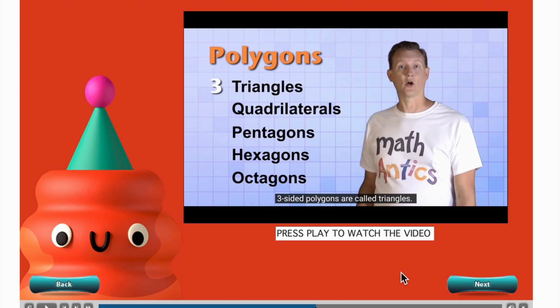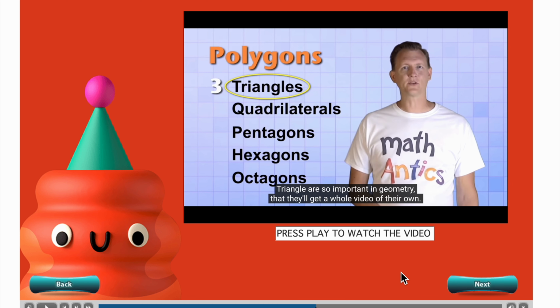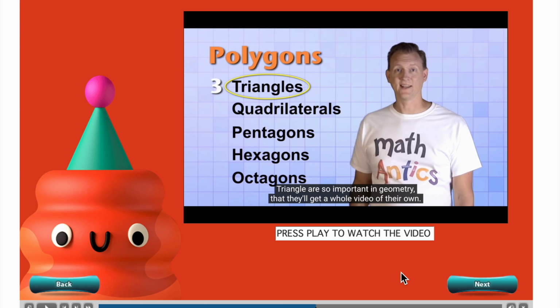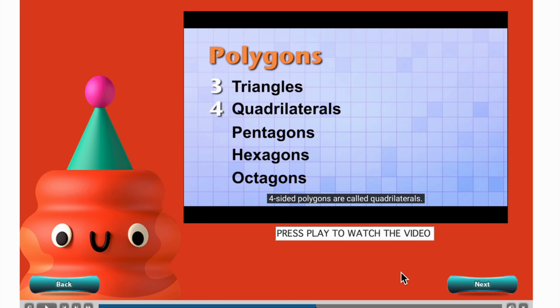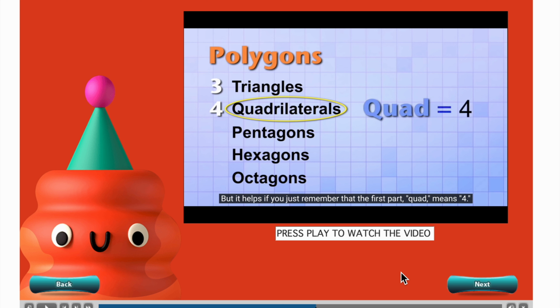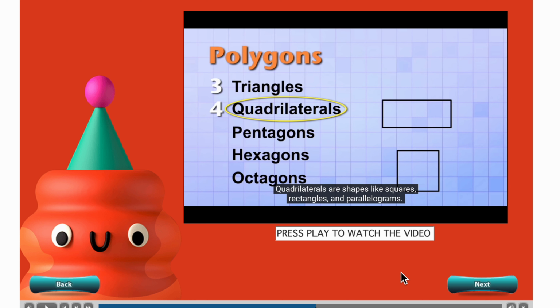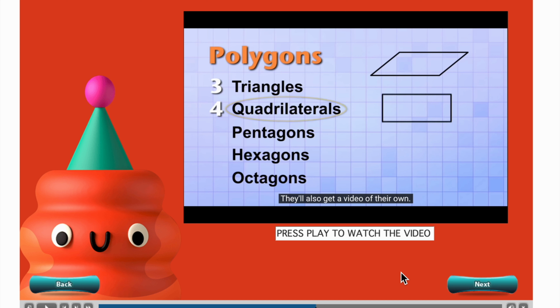3-sided polygons are called triangles. Triangles are so important in geometry that they'll get a whole video of their own. 4-sided polygons are called quadrilaterals. Wow, now that's a fancy math word. But it helps if you just remember that the first part, quad, means 4. Quadrilaterals are shapes like squares, rectangles, and parallelograms. They'll also get a video of their own.